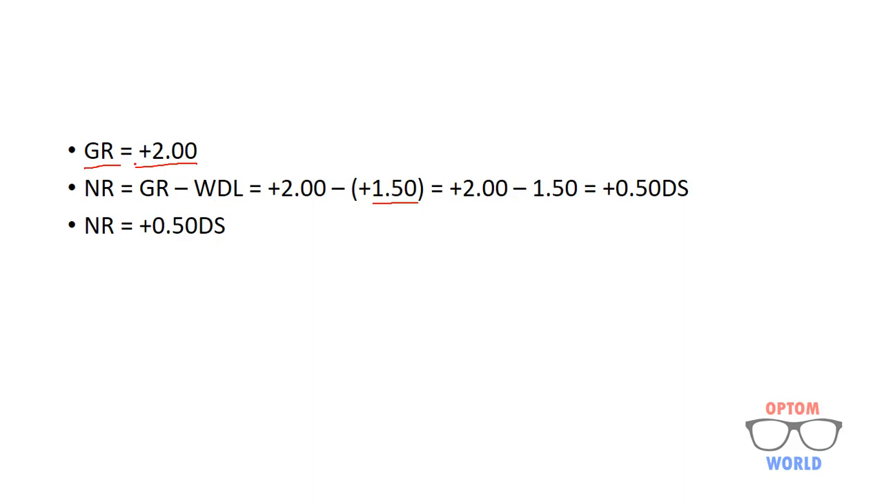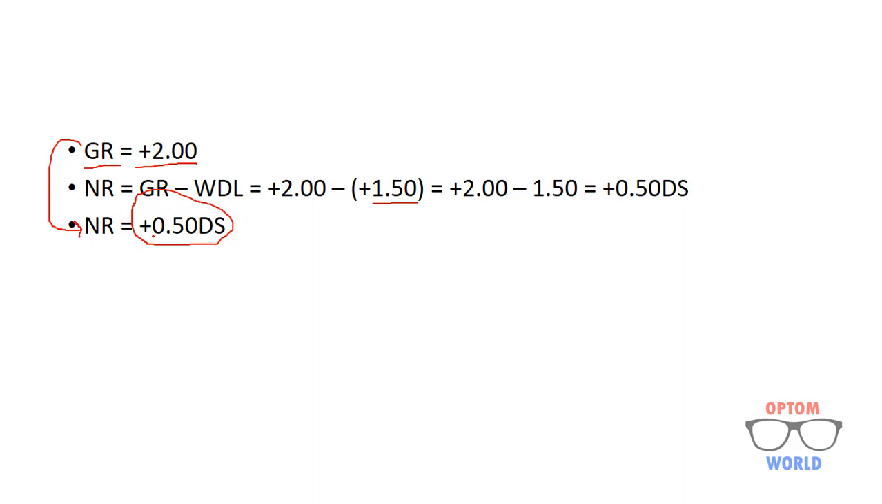In our case, the gross retinoscopy is +2 minus working distance lens is plus 1.50. So when you minus 1.50 from 2, you get plus 0.50. So the net retinoscopic value in this case is plus 0.50 diopter sphere. This is how you can convert a gross retinoscopic value into net retinoscopic value.